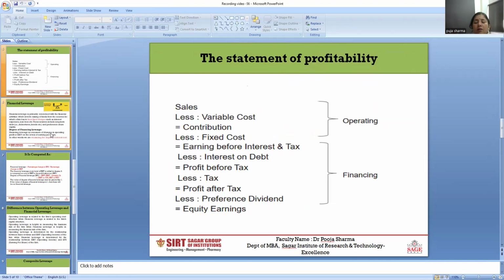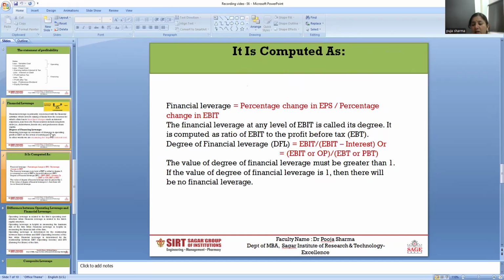Now, come to the profitability statement. Here you can see that from the sales amount, if we deduct the variable cost, we have the contribution. Out of the contribution, we deduct the fixed cost. We'll have the earning before interest and tax. In formula, you have seen the EBIT.